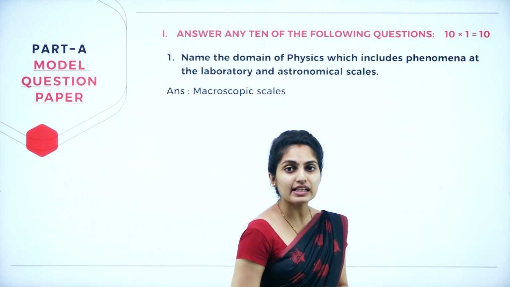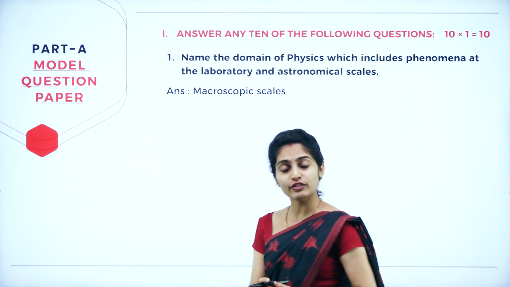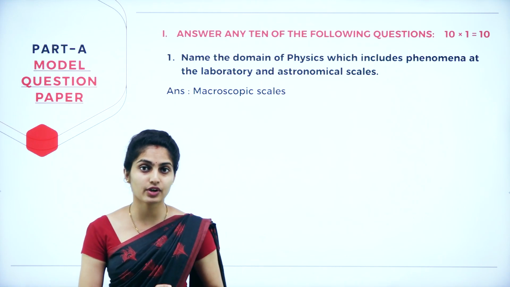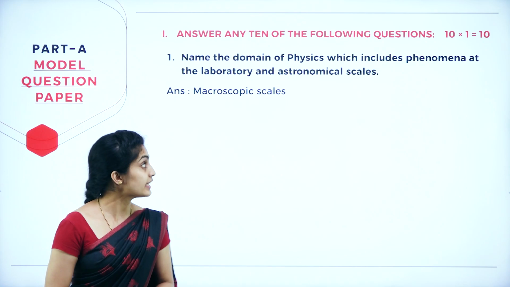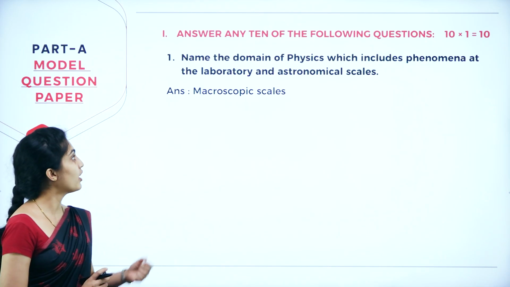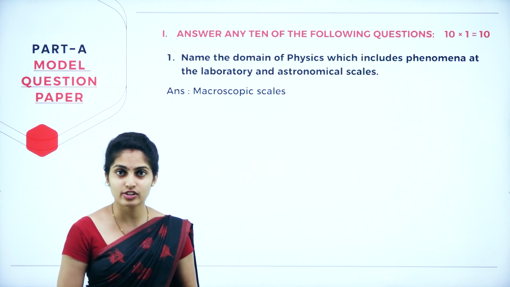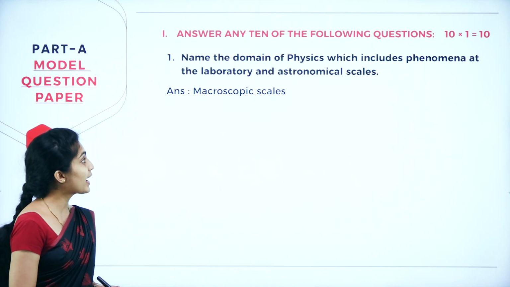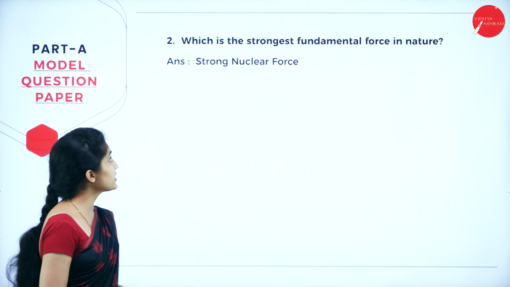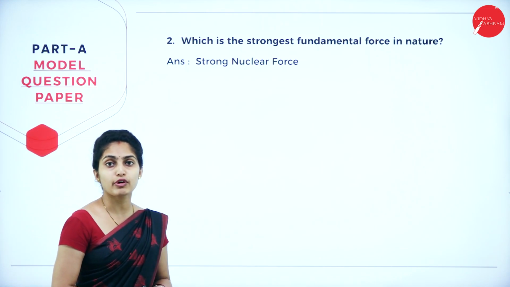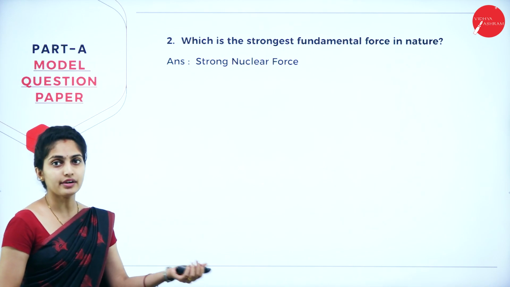We have: answer any 10 of the following questions, but here I'll be solving all 15 questions. Okay, the first one: name the domain of physics which includes phenomena at the laboratory and astronomical scale. As you can see on the slide, the answer is macroscopic scales, and that is the domain. Next: which is the strongest fundamental force in nature? It will be strong nuclear force.